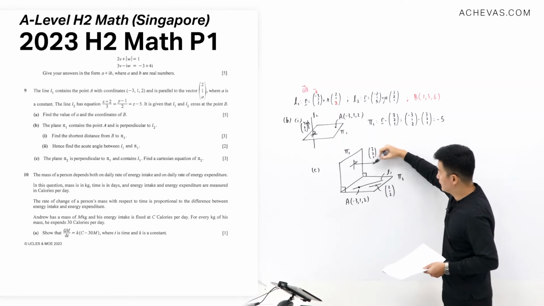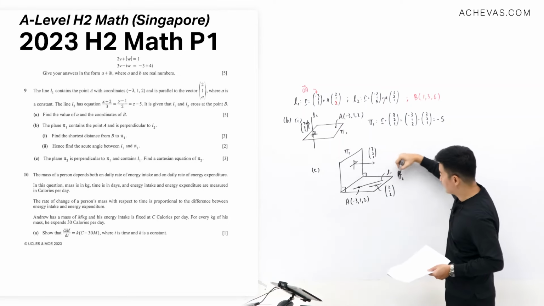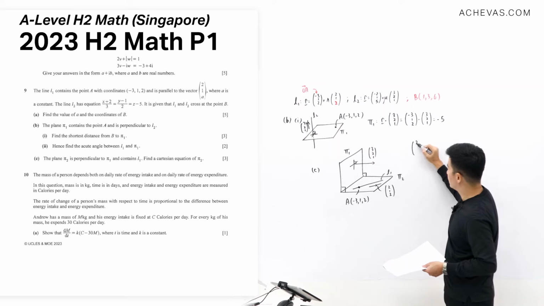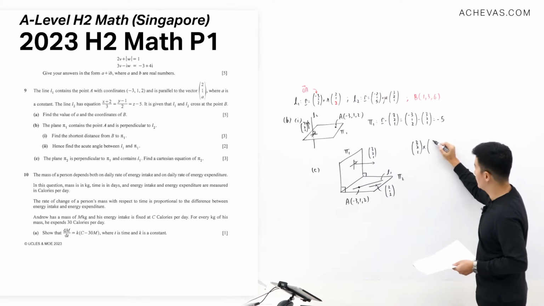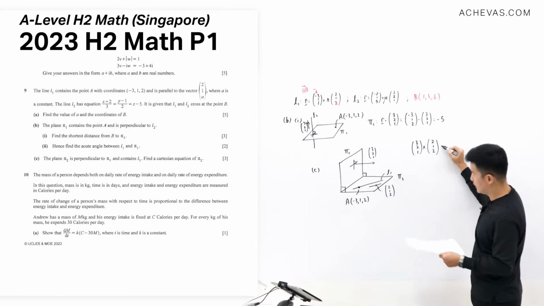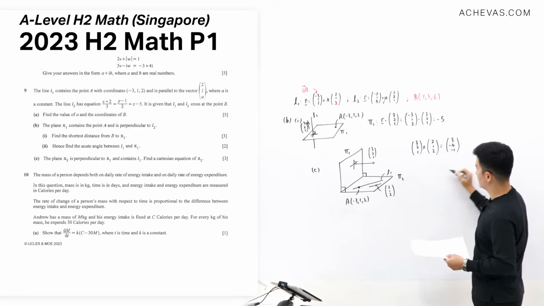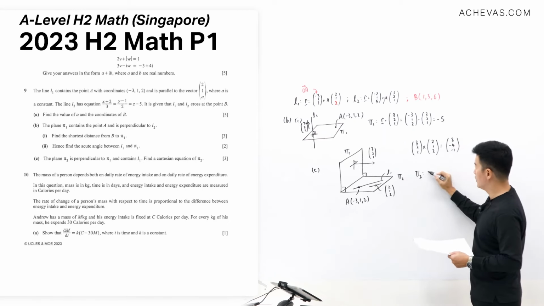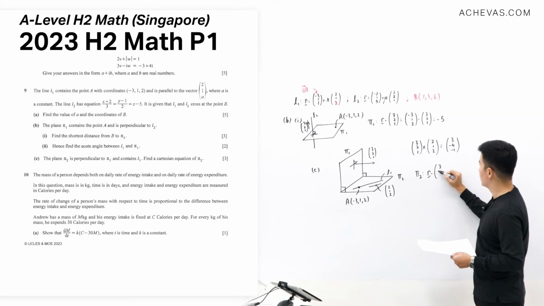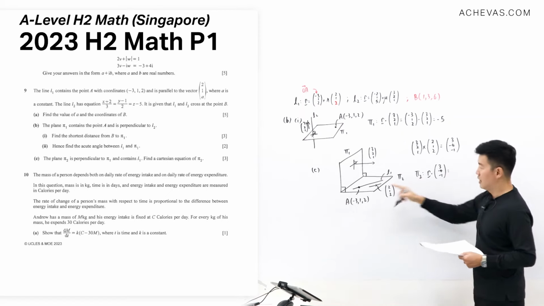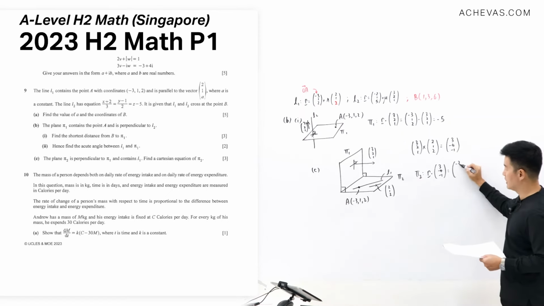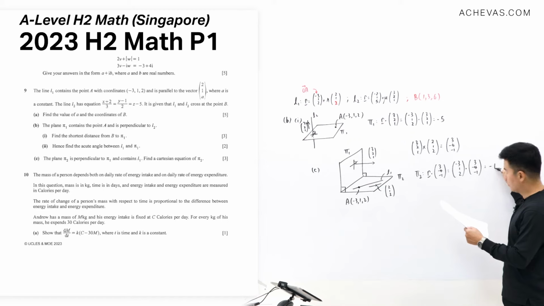So with one vector that is parallel to pi 2 and another vector that is parallel to pi 2, the normal vector can be found by taking the cross product of these two vectors that are parallel to pi 2. And this is going to be (3, -4, -1). So for pi 2, it will be r dot (3, -4, -1). I'm going to use this point, so it will be (-3, 1, 2) dot (3, -4, -1). This is equal to -15.